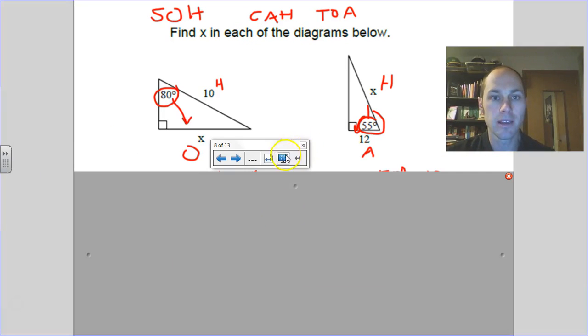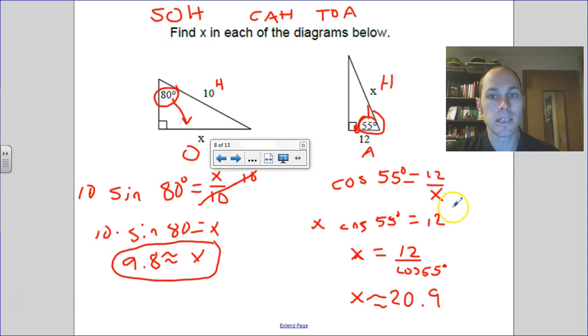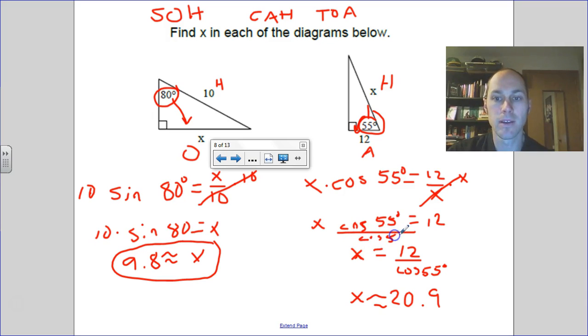Now once we're ready, we will set up the equation. So I know 55 is my angle. I know the adjacent and the hypotenuse. AH is CAH, so cosine. So cosine of 55 equals adjacent over hypotenuse. Multiply both sides by x. And after I multiplied both sides by x, I divide by the cosine of 55 on one side and on the other side. So once I did that, 12 divided by the cosine of 55, got approximately 20.9.